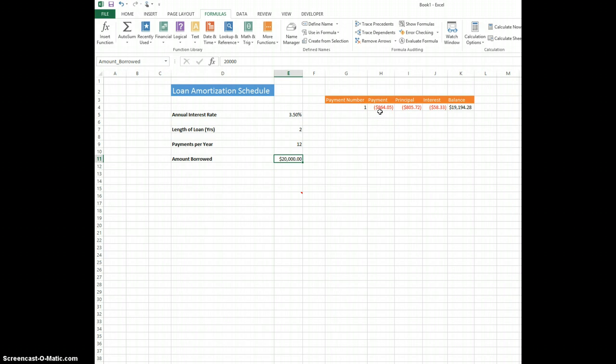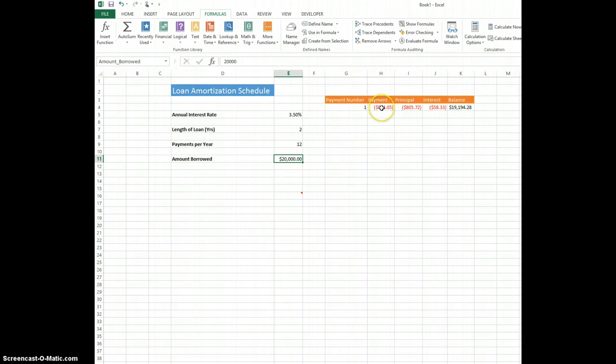The amortization schedule will have the following: the payment number, the payment, which is how much you pay every month, and then the principal, which is how much you're paying off your actual loan that month, and the interest, which is how much you're paying in interest to the loan company. You can then get a balance of how much you still owe on your loan at the end. The first 3 here are using built-in functions, so let's just have a look at those.